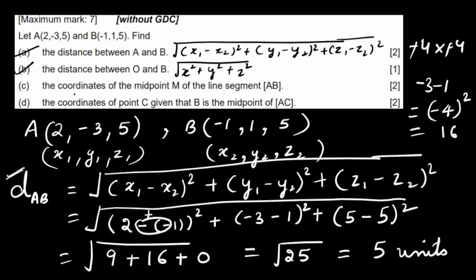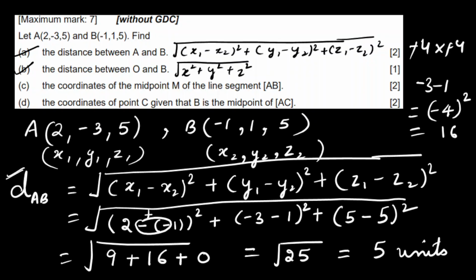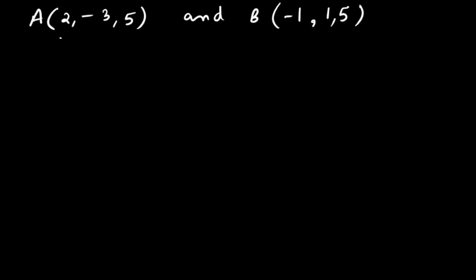Now in part C, we have to find the coordinates of the midpoint M of the line segment AB. So line segment AB is A and B's coordinates are given to us. Coordinates of A are (2, -3, 5). And coordinates of B we know are (-1, 1, 5). So we can write here x1, y1, z1 and for B x2, y2, z2. We can apply now the midpoint formula.